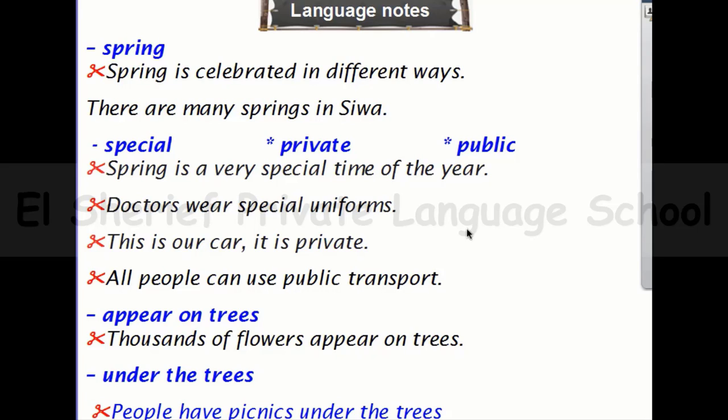For example, this is our car. It's private. Number 3, public. It means for all people. All people can use public transport. And here appear on trees. Look at this sentence. Thousands of flowers appear on trees. Under the trees, for example, people have picnics under the trees.